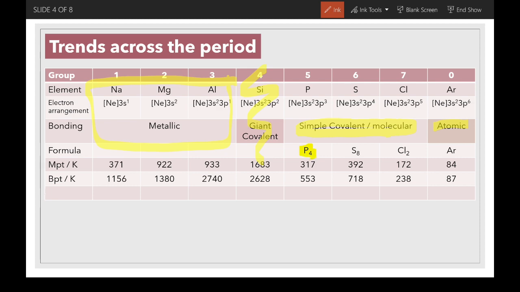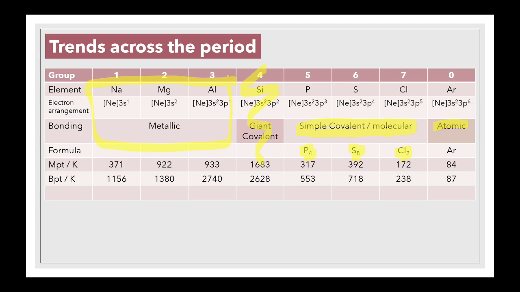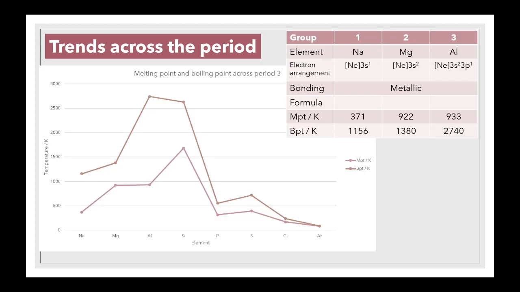Okay, so we've described its bonding as just being atomic. Now I've included down here the formula of the common elemental forms of phosphorus, sulfur and chlorine, and these are the ones that you might typically see. Some of these do have other forms that exist, but these are the ones that we will be looking at. And then I've got my melting point and boiling point data. So here's a graph showing them.